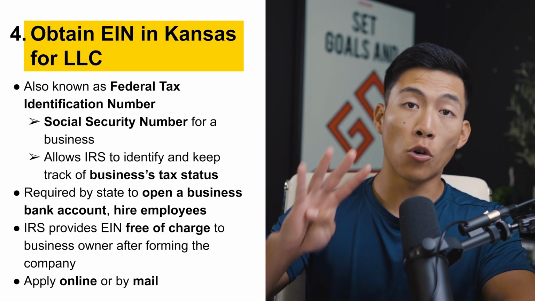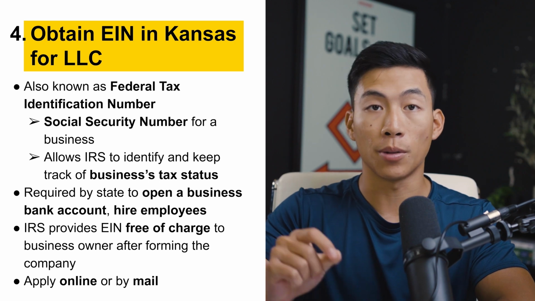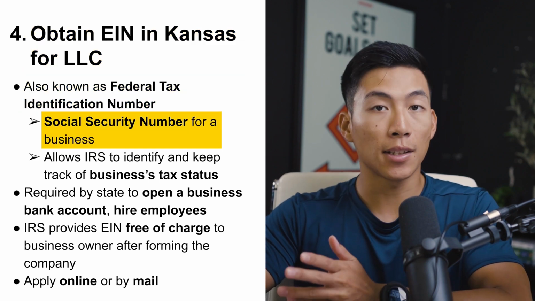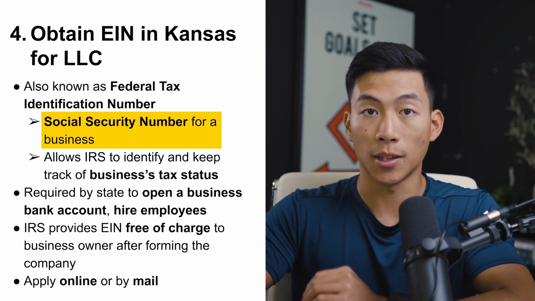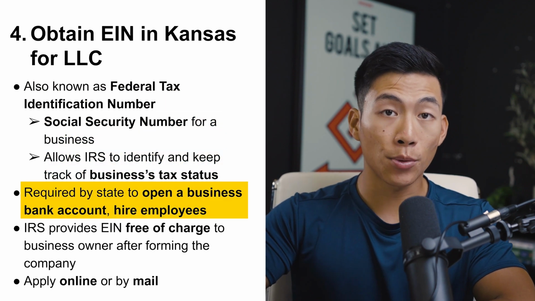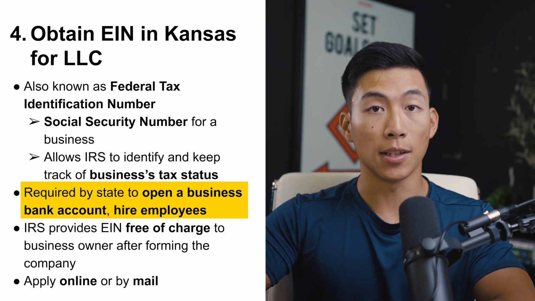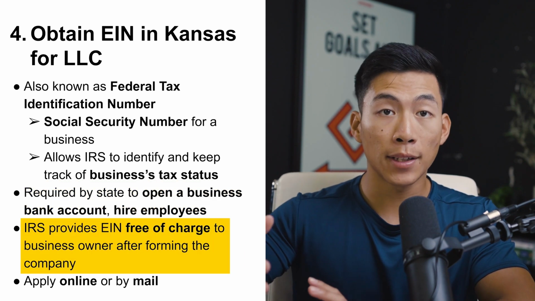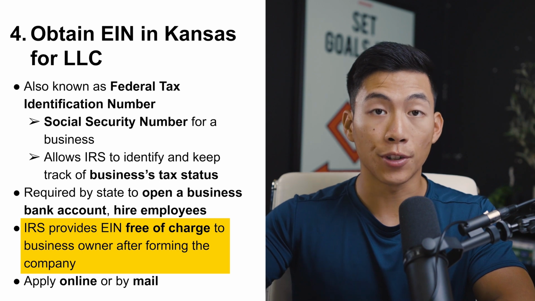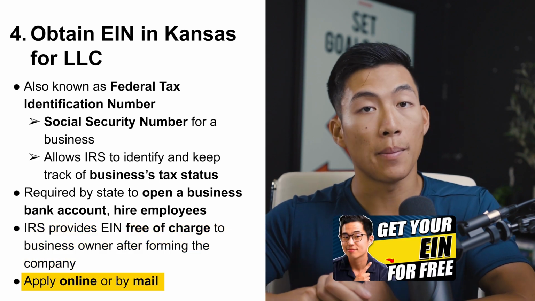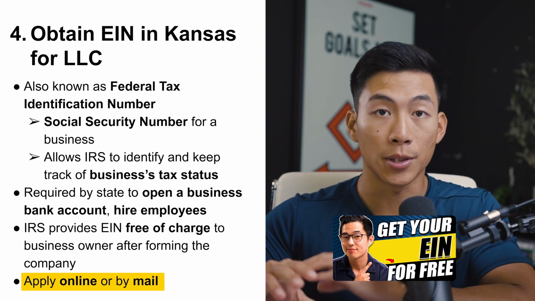Now, step number four is to obtain the EIN for your business. This is also known as the Federal Tax Identification Number, and it's basically just a social security number for your business. This is going to allow the government to keep track of your tax status, and it's also required by the state if you want to open up a business bank account, which you will probably need, and if you want to hire employees. The IRS actually provides this EIN to you free of charge, so I highly recommend doing this yourself. You can do this either online or by mail, and we have another video on this channel that will teach you how to do that.